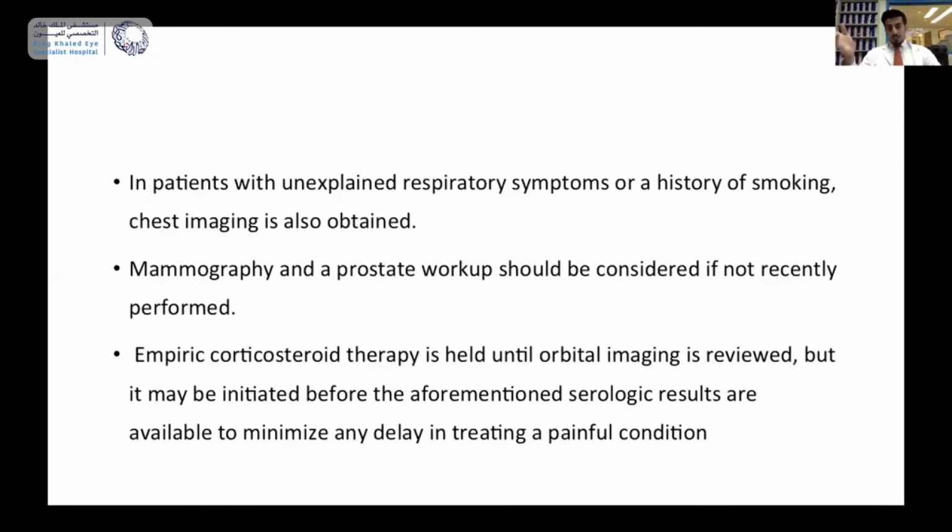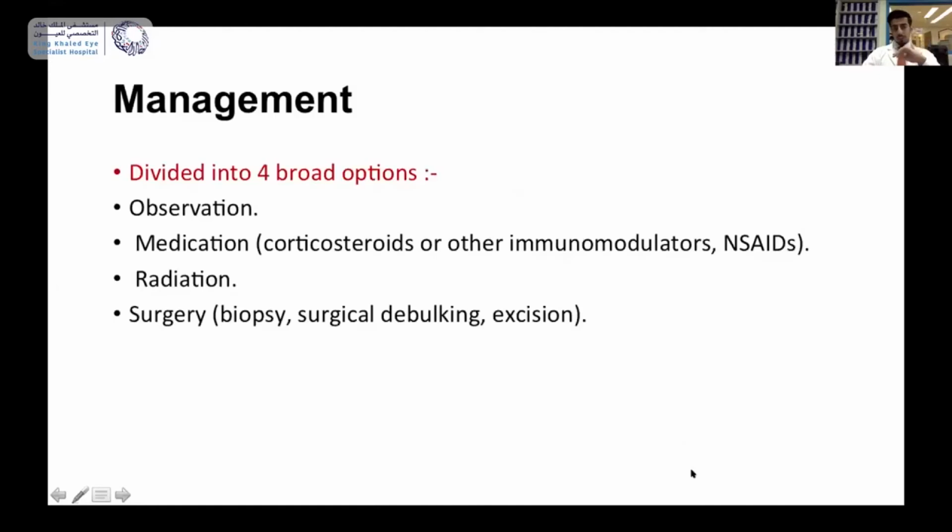If the patient has unexplained respiratory symptoms or a significant history of smoking, do chest imaging. I spoke about the mammography and the prostate workup. Don't start the steroid until you review the images, so you make sure that you're on the right track. But you can start empiric treatment with steroid before the results of the serology, so you don't delay the treatment of a painful condition.